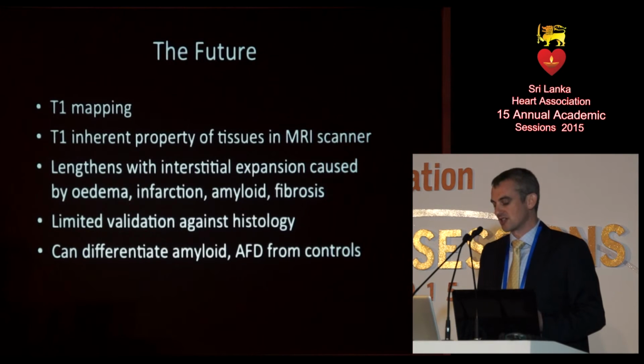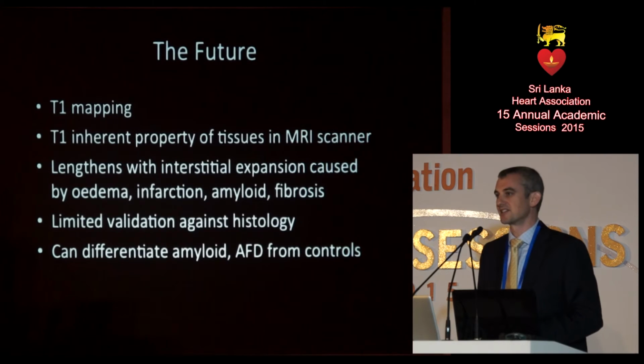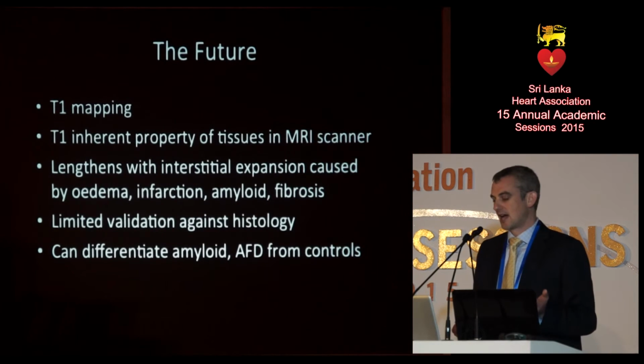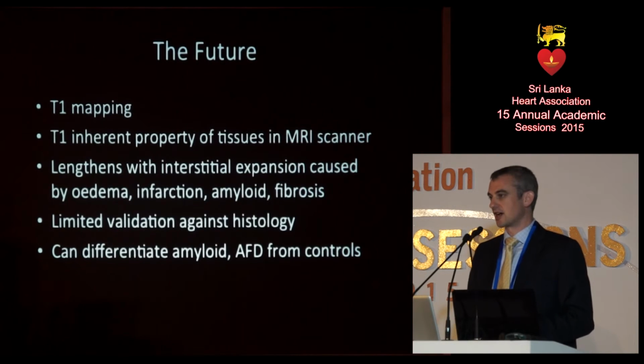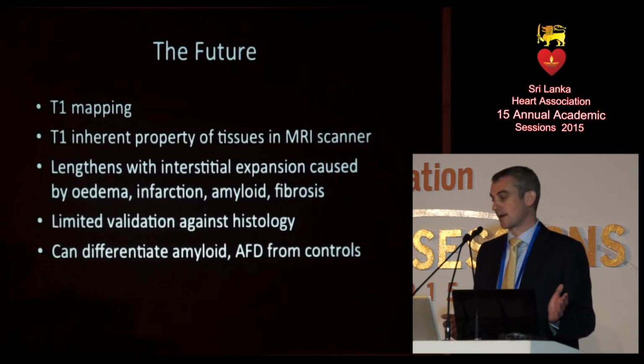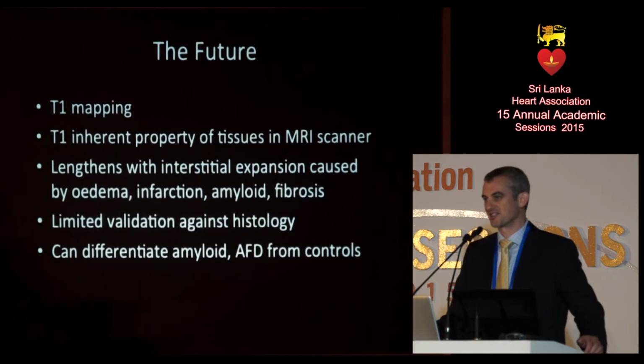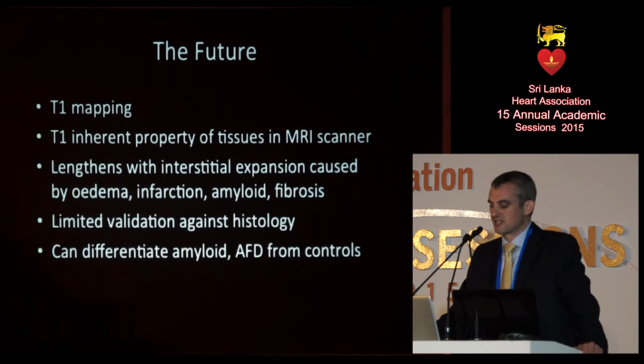T1 relaxation is a fundamental property of tissues and how they behave in a magnet. When patients are put in a strong magnet, all the hydrogen ions line up in one direction. The patient is then given a radio frequency pulse, which causes the hydrogen ions to come out of alignment, and as they come back into alignment, that's called the relaxation time, and that can be measured in various different ways.